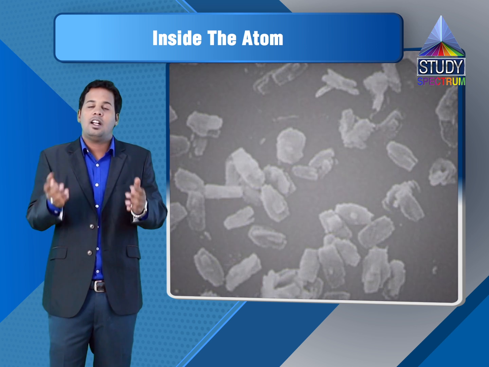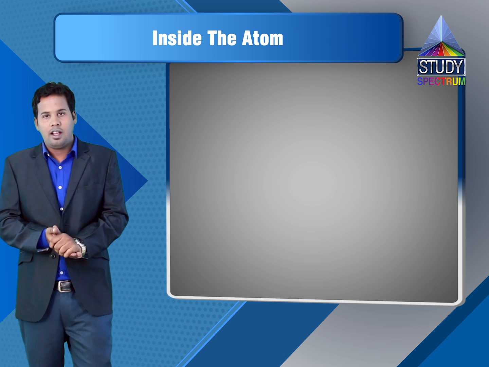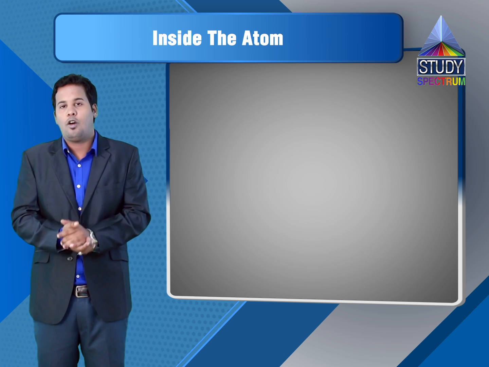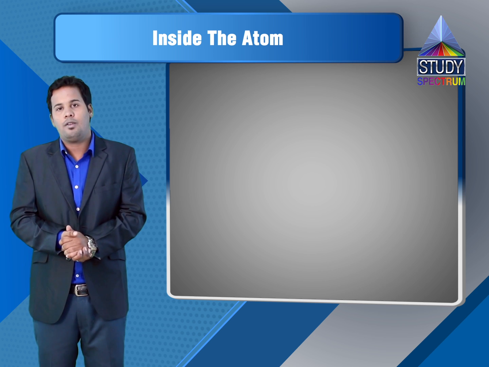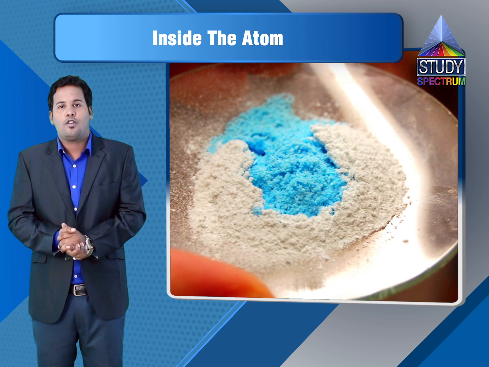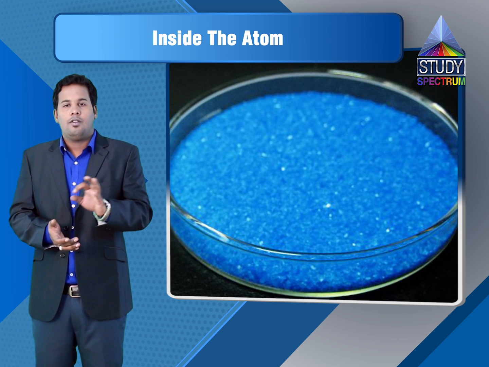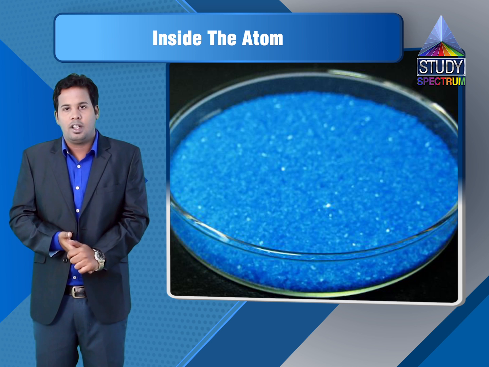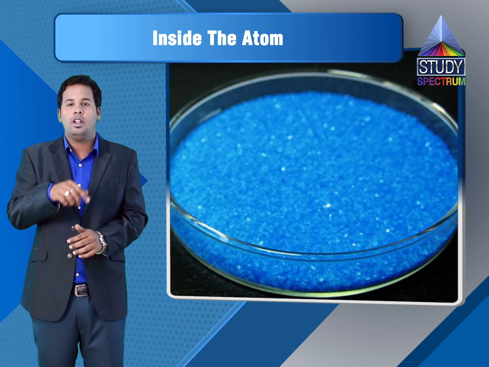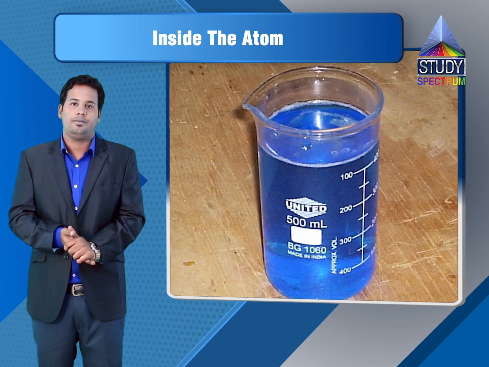Let us understand this with another activity. Suppose you take a glass beaker and pour 100 ml of water inside it. Now you add 2 grams of crystals of copper sulfate, CuSO4. Hydrated copper sulfate crystals are blue in color. So if you add copper sulfate to that volume of water, what will happen? Slowly the whole volume of water inside the beaker will turn blue.